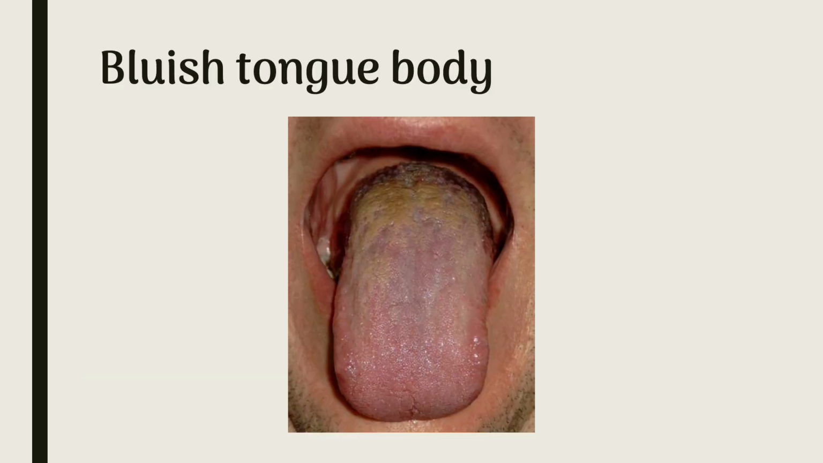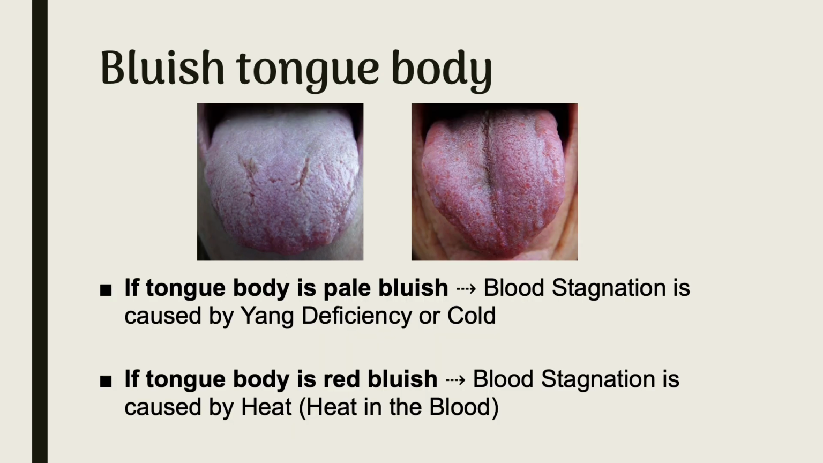A bluish color of the tongue body points to blood stagnation. If the tongue body is pale bluish, blood stagnation is caused by yang deficiency or cold. If the tongue body is red bluish, blood stagnation is caused by heat. This is heat in the blood.